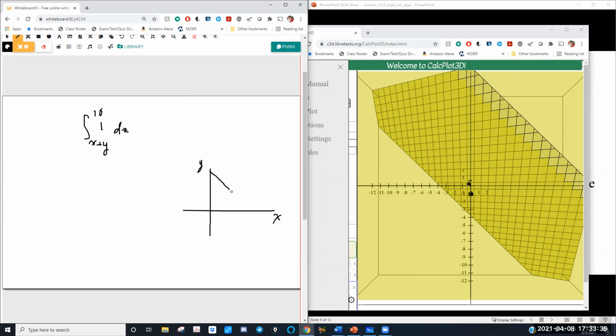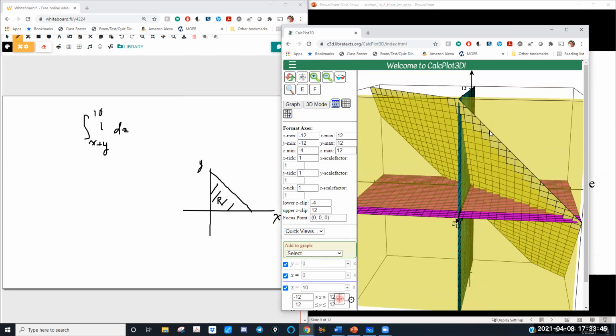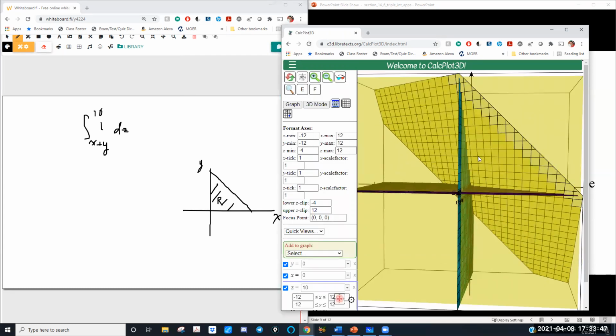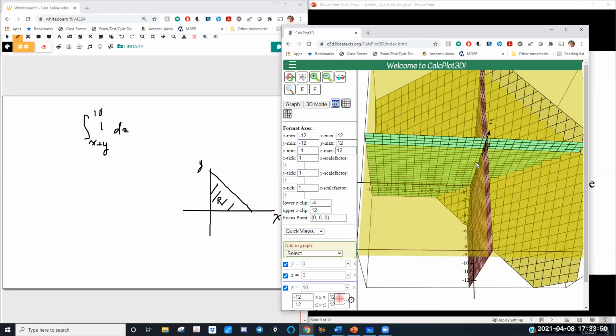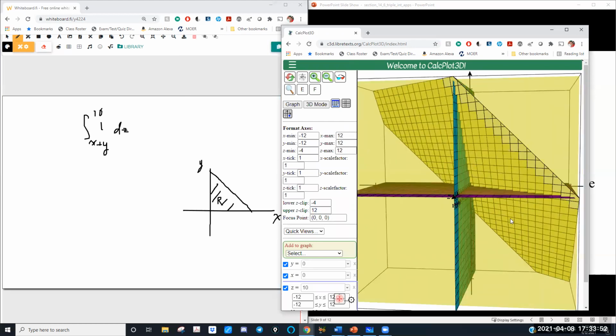And here is our region of integration now. All right. It's this triangle, and we need a formula for this triangle. Well, basically, we need a y-intercept. Well, let's think about the equation for this line.